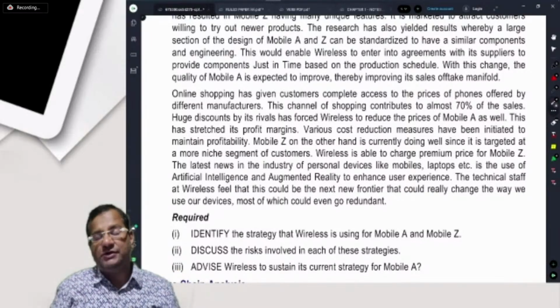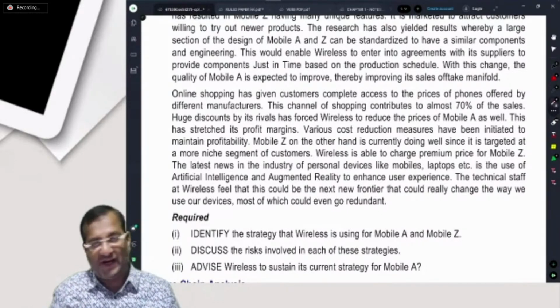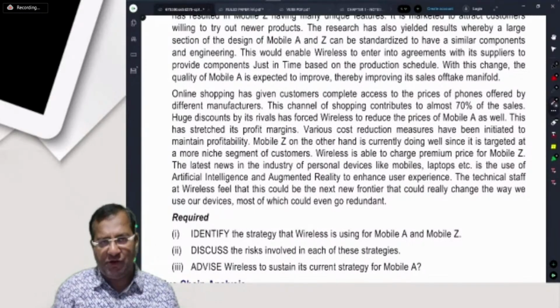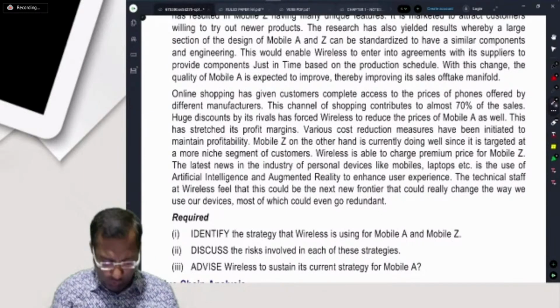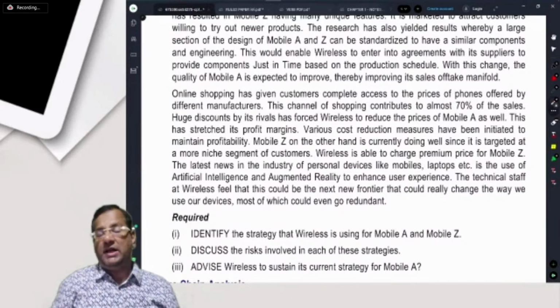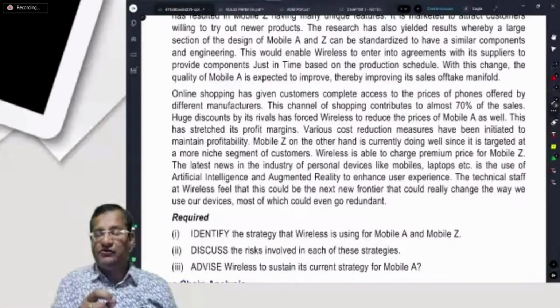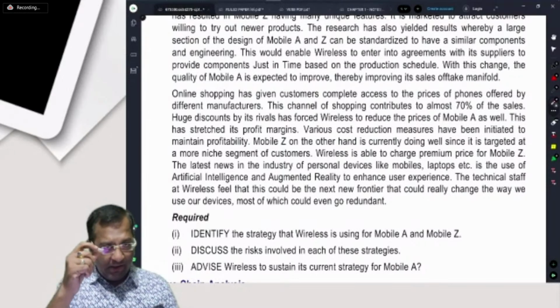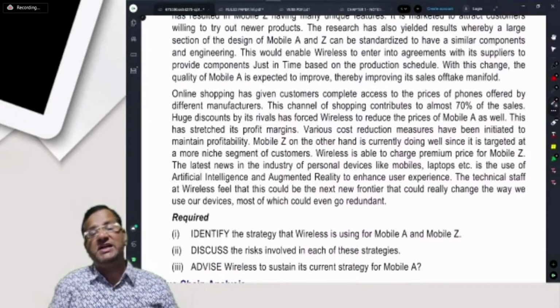The first point is that we have to identify the strategy that the company is following for the first mobile and the second mobile. Second point, discuss the risk involved in each of these strategies. It's a theoretical point. We already covered it in our notes. Advise the company to sustain its current strategy for mobile A. Such points are already covered in the study material. In those 5 minutes, I told you to read about the differential advantage and the low cost advantage. Under each such heading, beta, you have been given multiple points on how to sustain the product differential advantage and the low cost advantage.